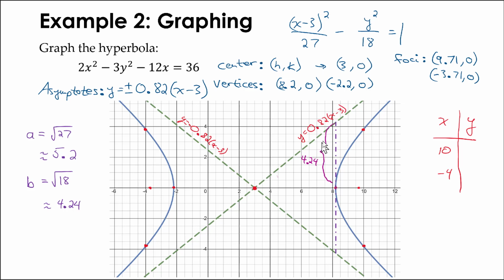This distance right here is our 4.24, okay? And the same thing on this side. Okay, I go over a, hit my vertex, or if I just have my vertex plotted, I go up by 4.24 or down by 4.24, which is my b value. Okay, that's my b value. So now from here, if I just connect these, I have these two parallel lines here.